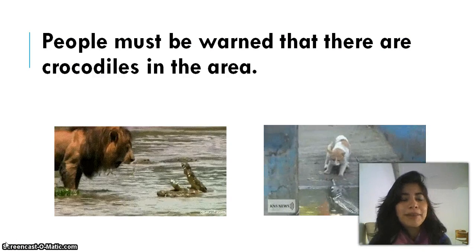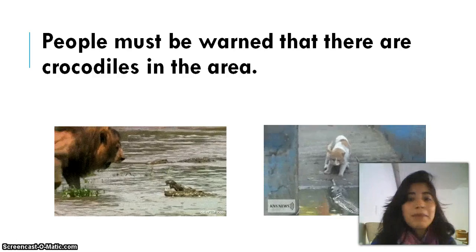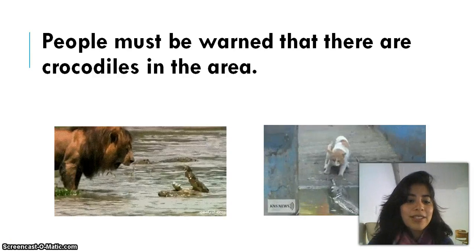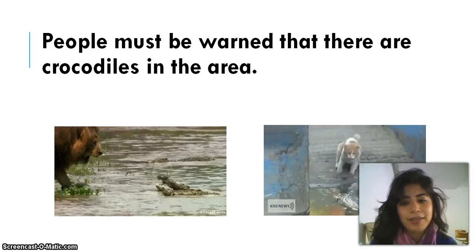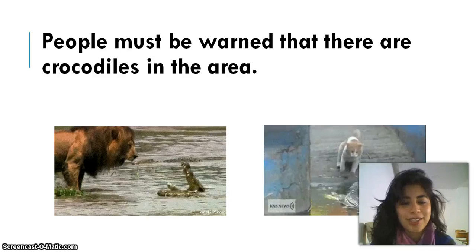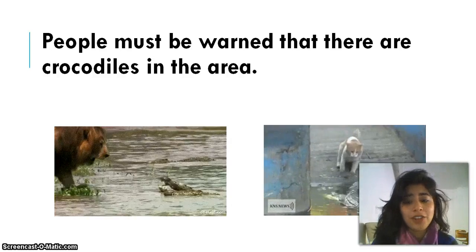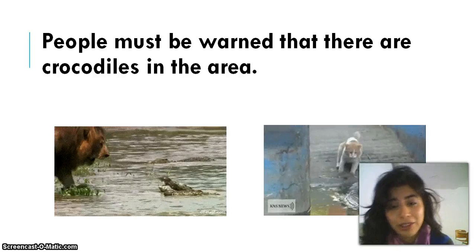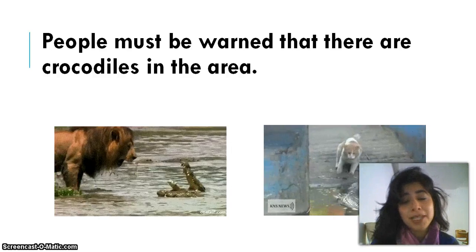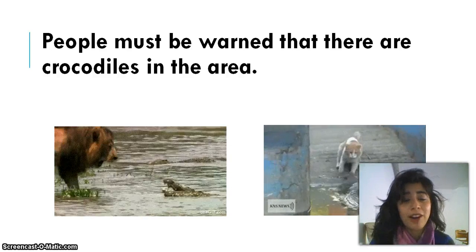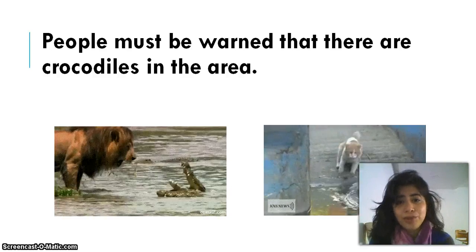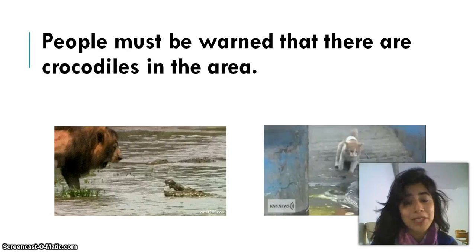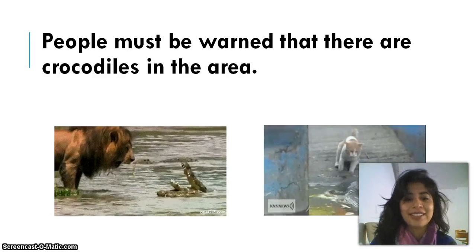Here's another example. People must be warned that there are crocodiles in this area. So apparently nobody warned the kittens that crocodiles are in the area. The main focus of this sentence is people, and it's not people who are warning other people, but people must be warned. They must be warned that there are crocodiles in the area. By whom? Who cares? What matters is they must be warned. Otherwise there could be accidents. Okay?